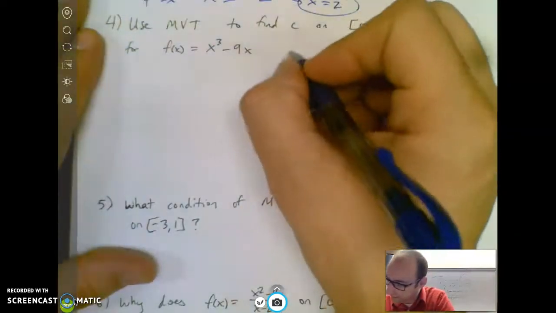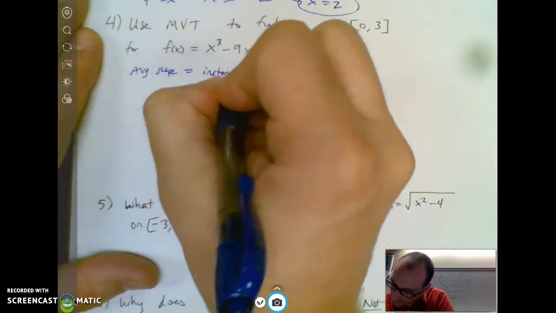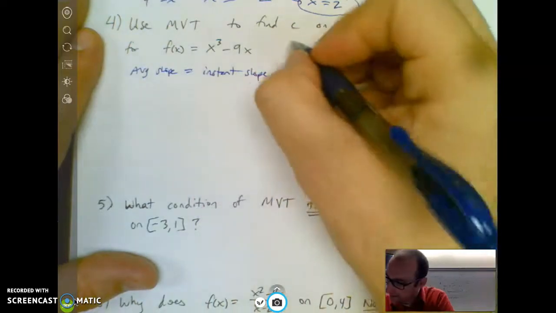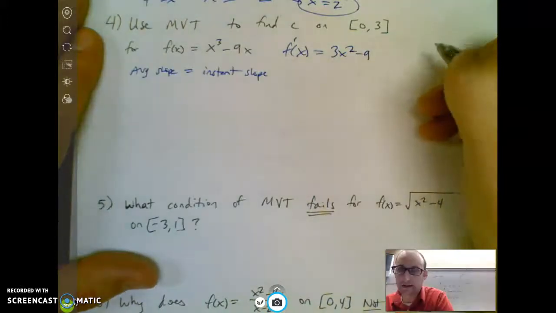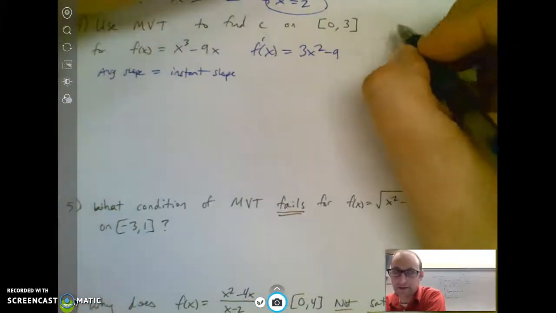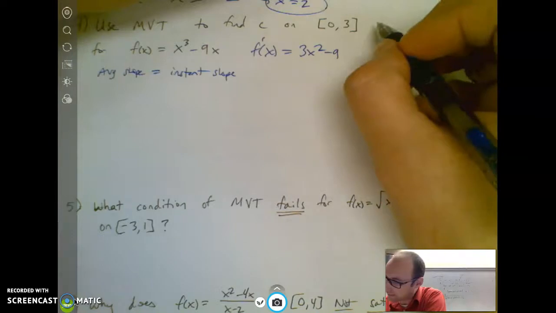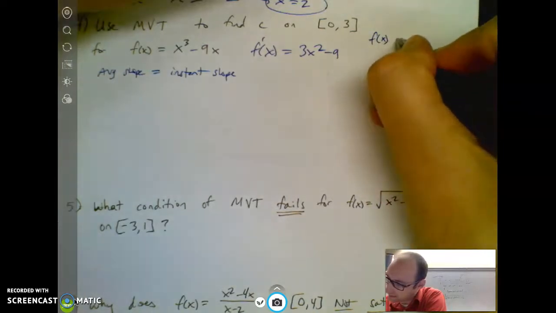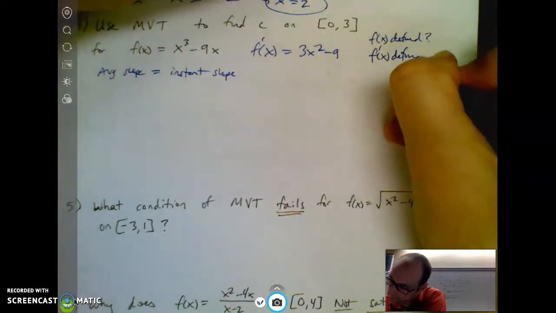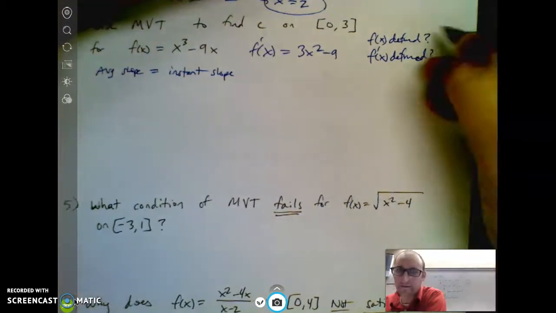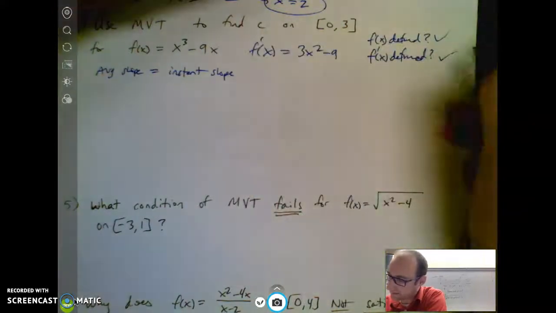So we want to find when the average slope equals the instant slope. And first we have to take the derivative. And then I need to check, is f of x defined, is f prime of x defined? And f of x is defined because there's no fractions or anything, f prime of x is defined, so that works.